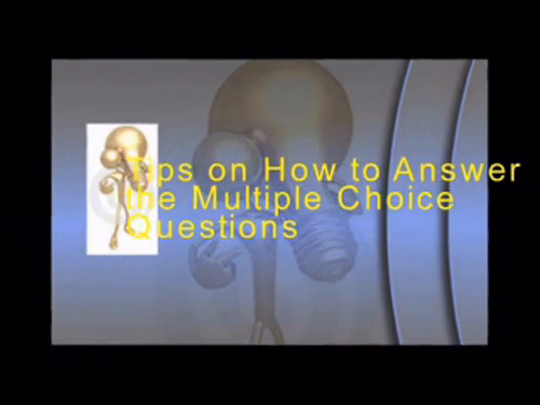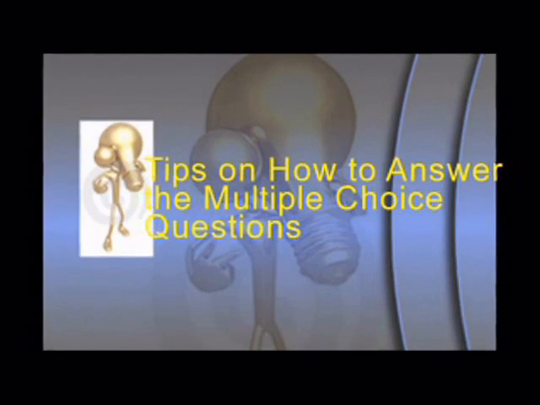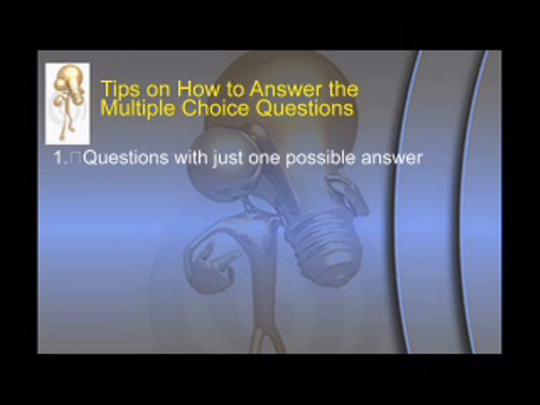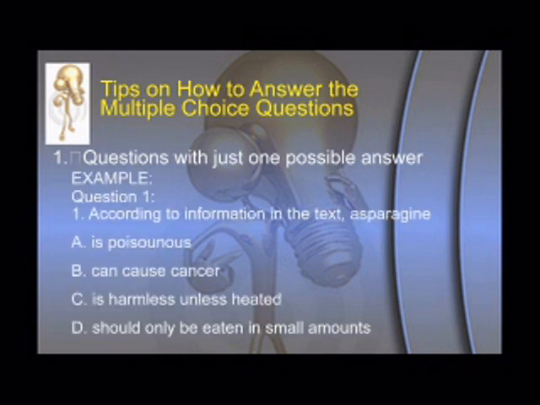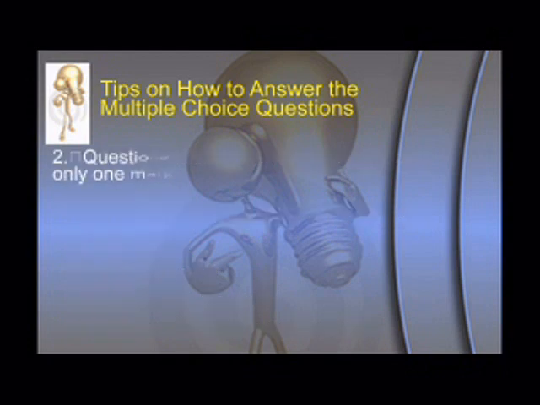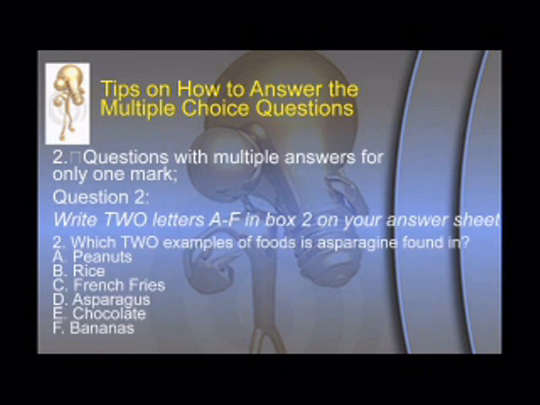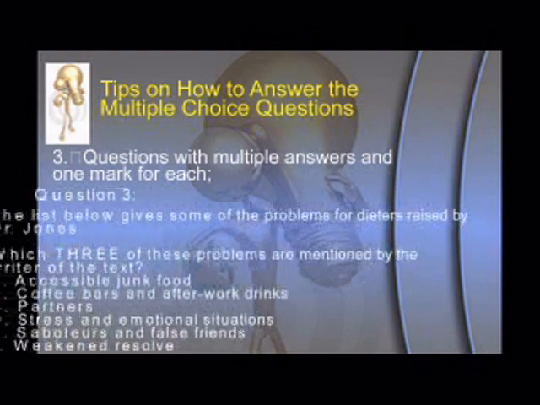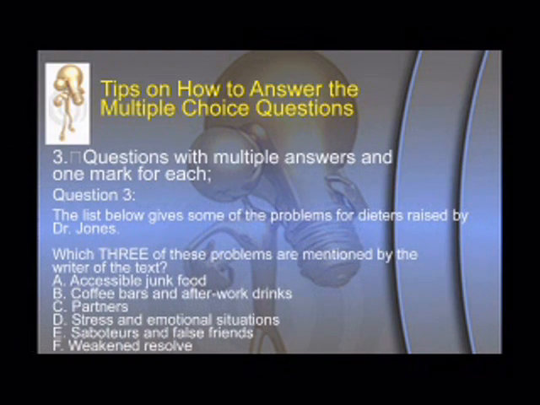Now, this is the part where we give you tips on how to answer these types of questions. Let's start with the multiple choice questions. There are 3 types of multiple choice questions in the IELTS reading exam. First, questions with just one possible answer, such as this one. Second, questions with multiple answers for only 1 mark, like this one. And third, questions with multiple answers and 1 mark for each, such as this.